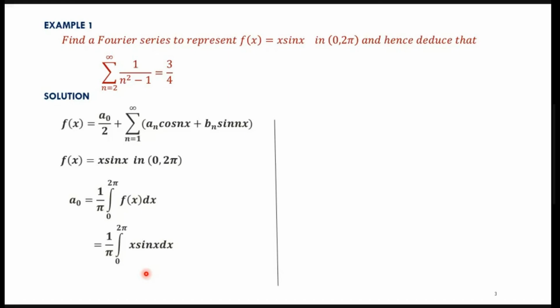So first step is write the Fourier series, write the function given, then calculate a0, an and bn. So first we are calculating a0. Now a0 is 1 by pi integral 0 to 2 pi f of x dx. Since f of x is x sin x, replacing f of x by x sin x.